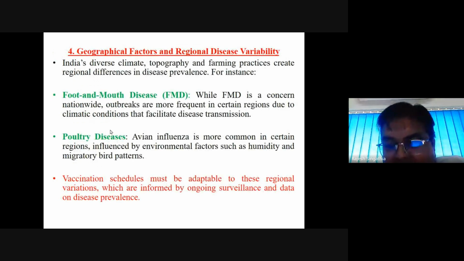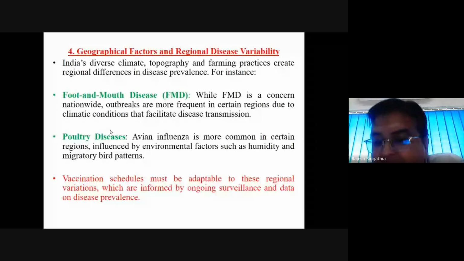Next is geographical factors and regional disease variability. So this is again an important factor. India's diverse climate, topography, and farming practices create regional differences in disease prevalence. For example, FMD is more frequent in certain regions due to climatic conditions that facilitate disease transmission. We say there is an outbreak of FMD in this area, but not in the other area. Same in poultry disease.